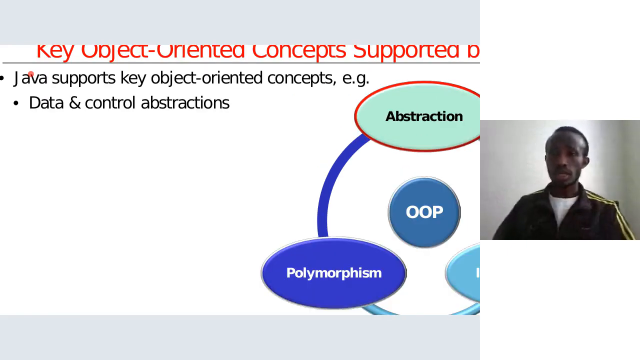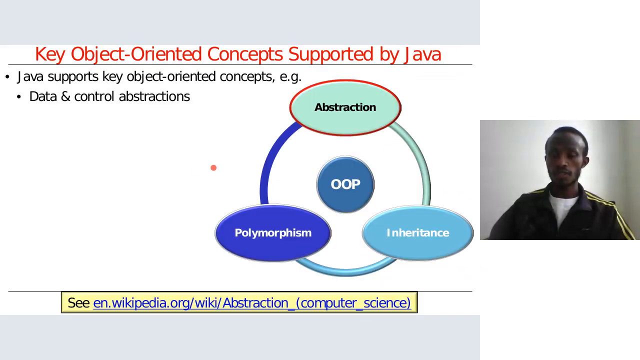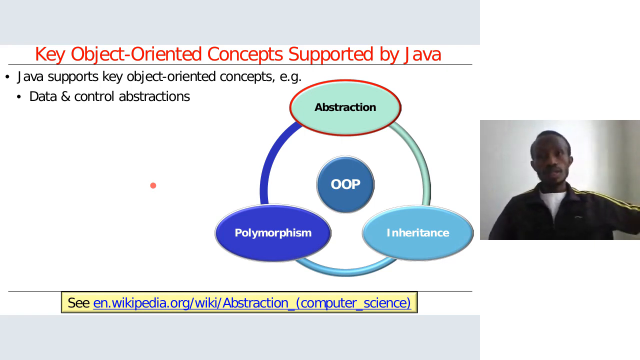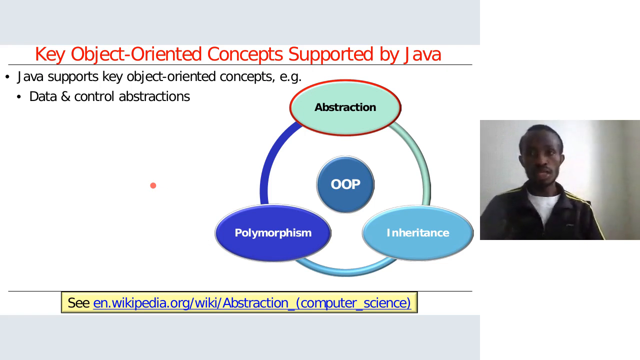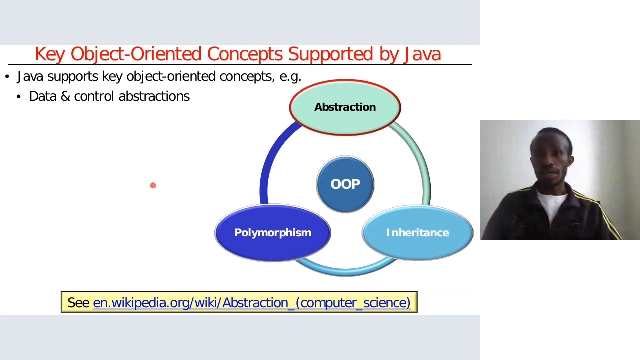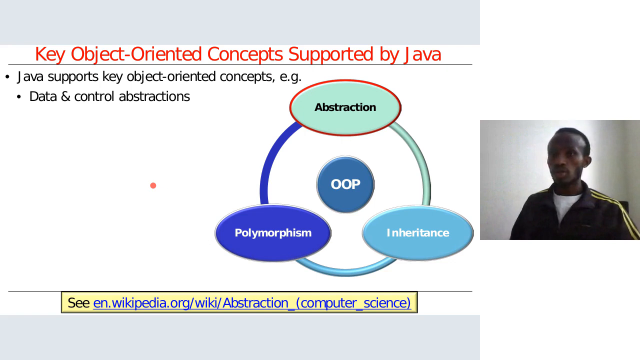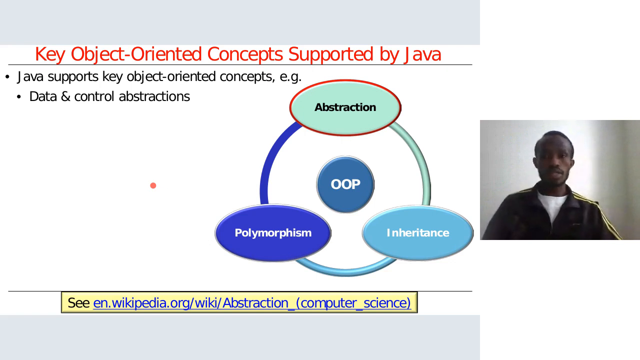Abstraction will lead to the creation of what we call abstract data types. An abstract data type is where you specify what type of data it can accept and the operations that can be performed on that data. So anytime you create a class in Java, it's like you're creating a new data type, and that's what we call an abstract data type. A concept called encapsulation comes in, that aspect of wrapping data and methods together.